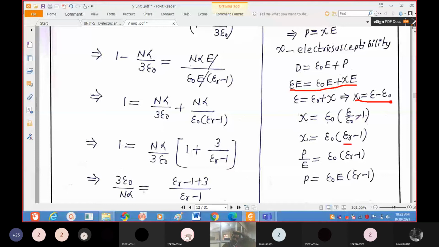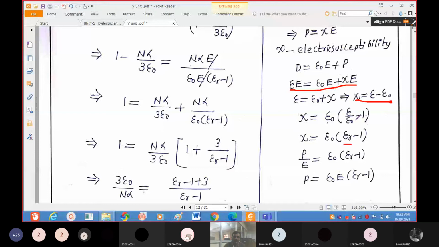Just equate equations 1 and 2, and we get this relation. We can cancel the E values on both sides. Now we get the relation n alpha by 3 epsilon naught is equal to epsilon r minus 1 by epsilon r plus 2. This relation is known as the Clausius-Mosotti equation.